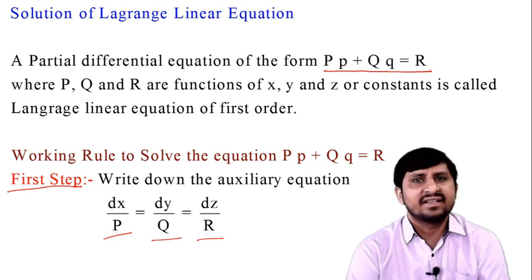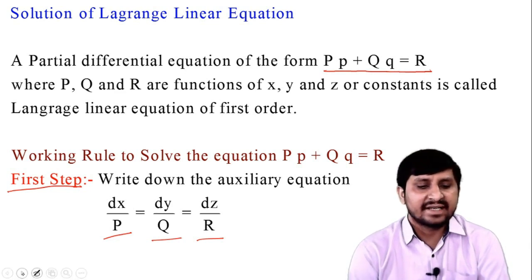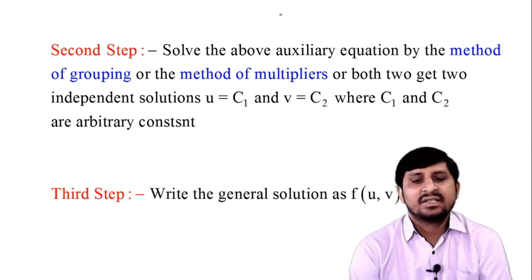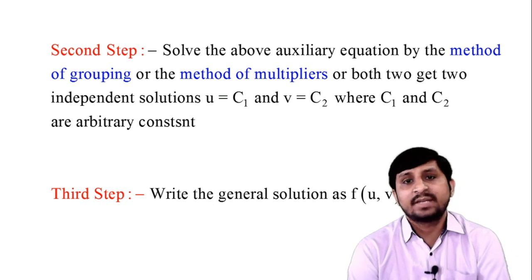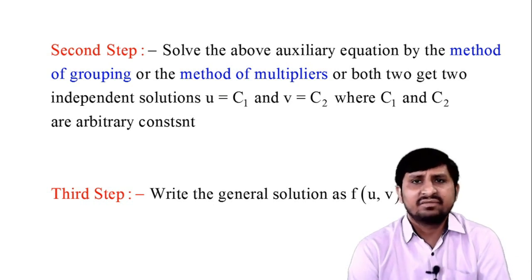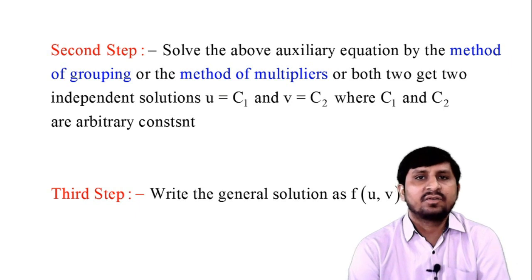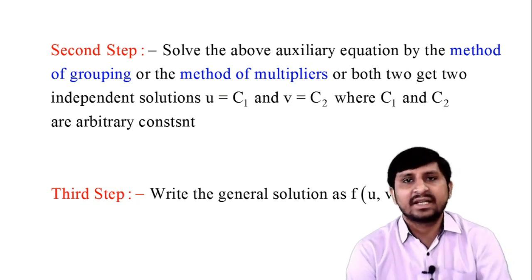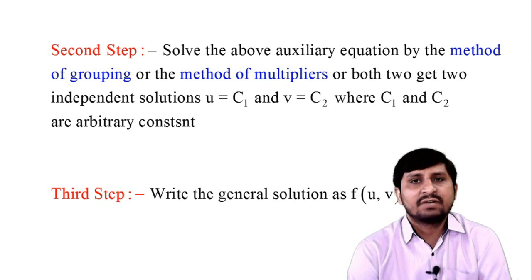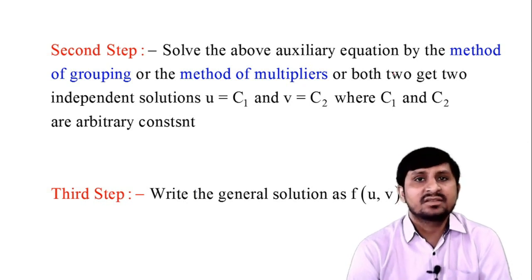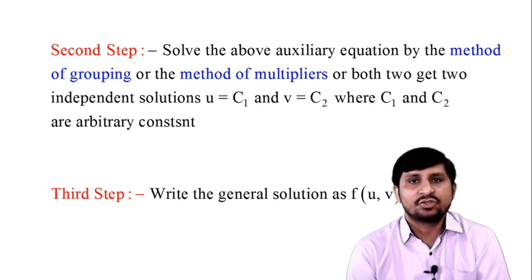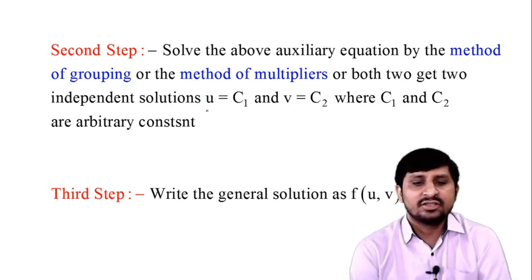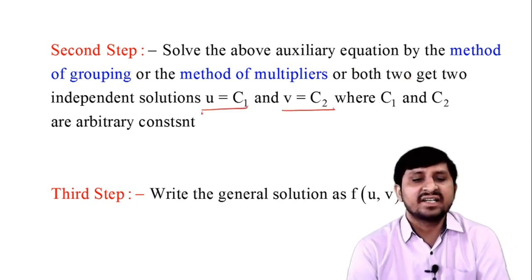So the first step is very simple. Now the important thing is the second step. What is my second step? Solve the above auxiliary equation by the method of grouping or multipliers method. Or sometimes we have to use both methods. For one solution we have to use the grouping method, and for another solution we have to use the multipliers method, because from this auxiliary equation we want two independent solutions, u is equal to c1 and v is equal to c2, where c1 and c2 are arbitrary constants.